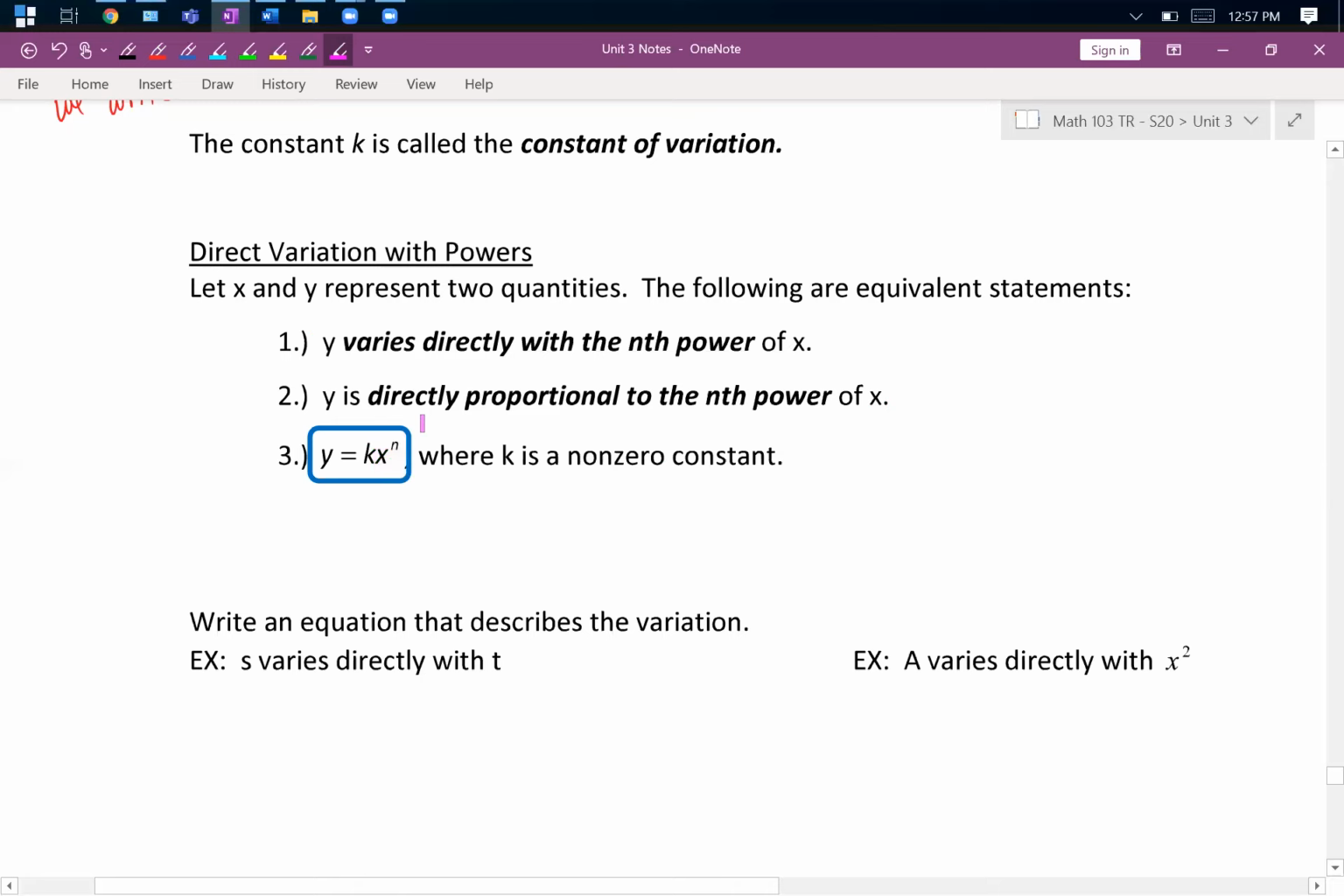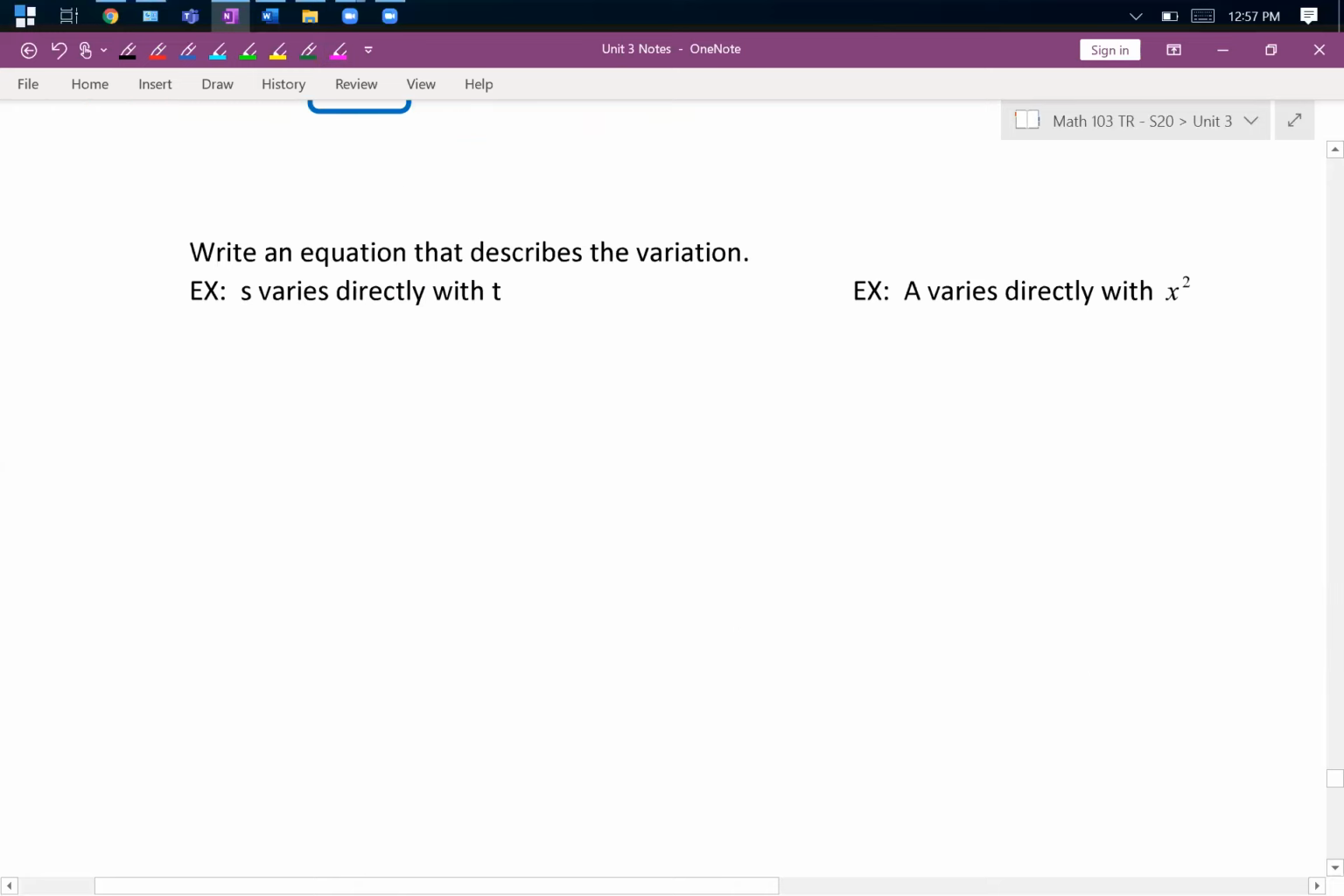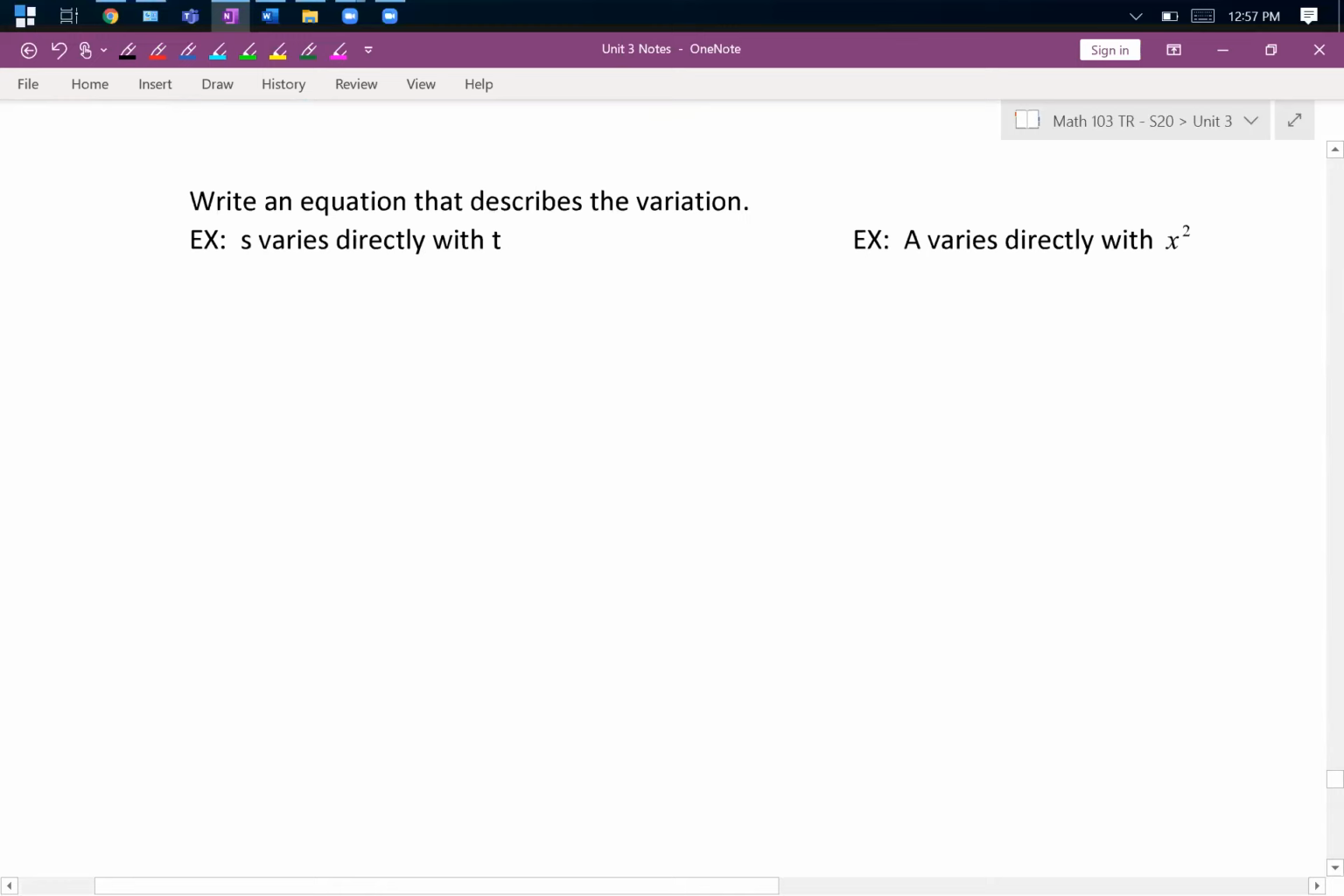All right, let's practice going from the words to the equation. S varies directly with T. So the first variable is going to be the first one in our equation. Then we see varies directly. So that tells me that I'm going to be multiplying k by something. That thing is whatever the variable at the end of the sentence is. So we're going to have S equals k times T.